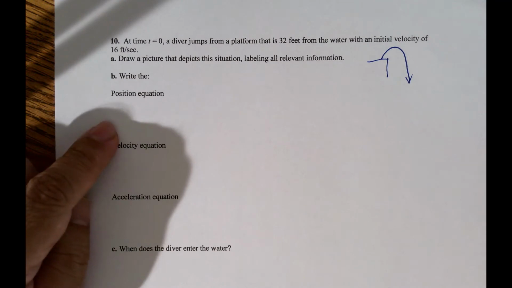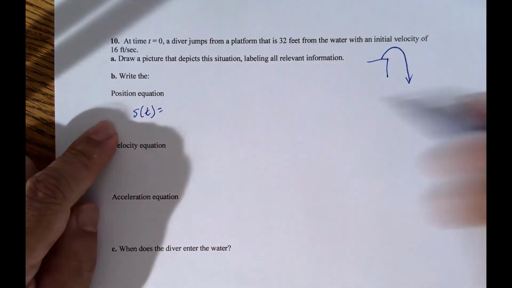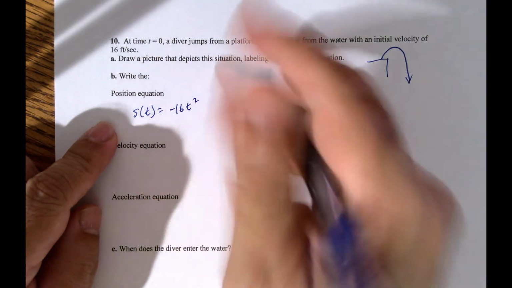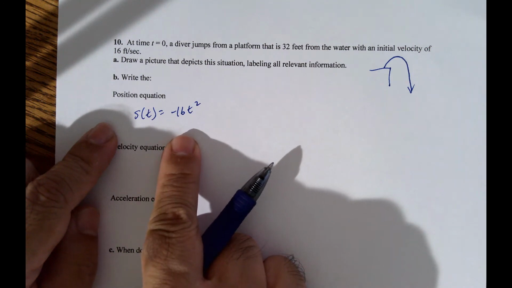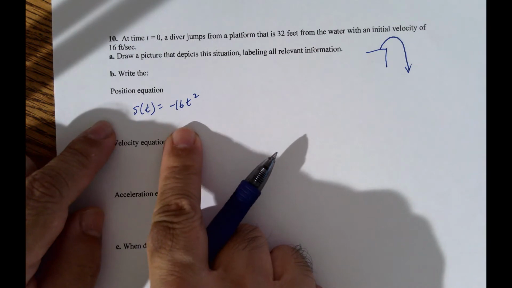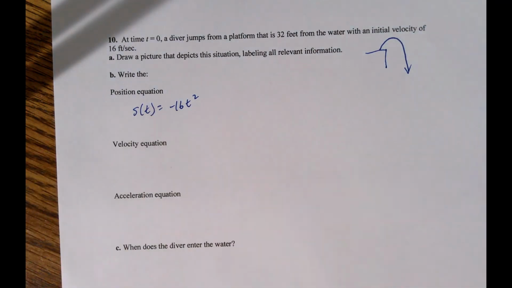So the position equation will be s of t equals, we're on planet Earth, so it's negative 16t squared. This will be the beginning of every position equation on planet Earth. If we are not on planet Earth, they will either give you the equation or give you the acceleration due to gravity, and they will emphasize the fact that you're not on planet Earth. Generally speaking, the questions will be on planet Earth, so don't sweat that part.